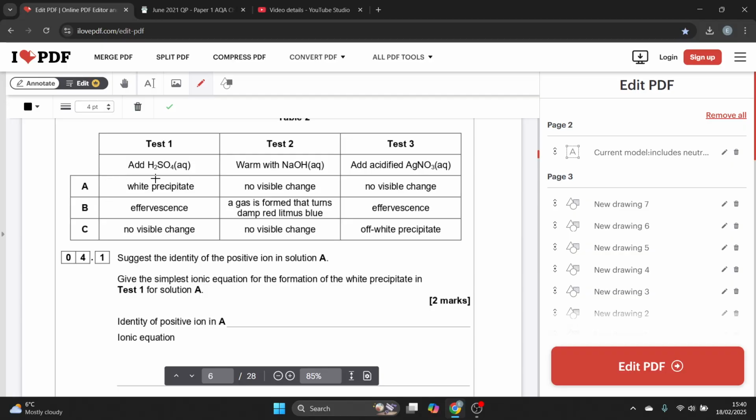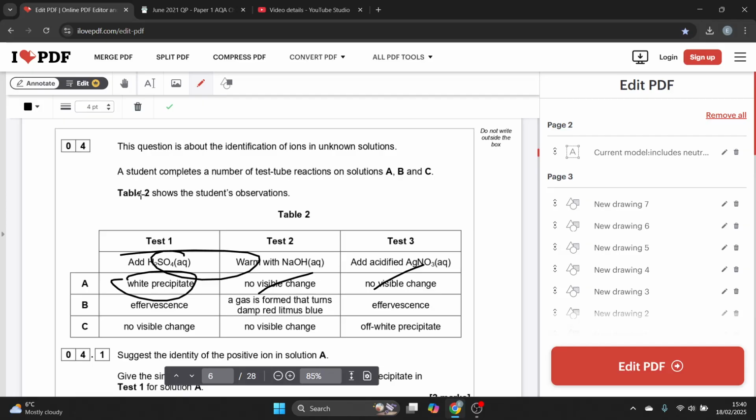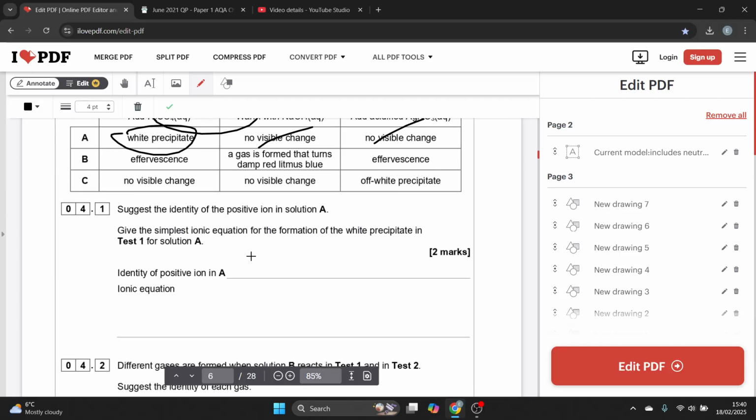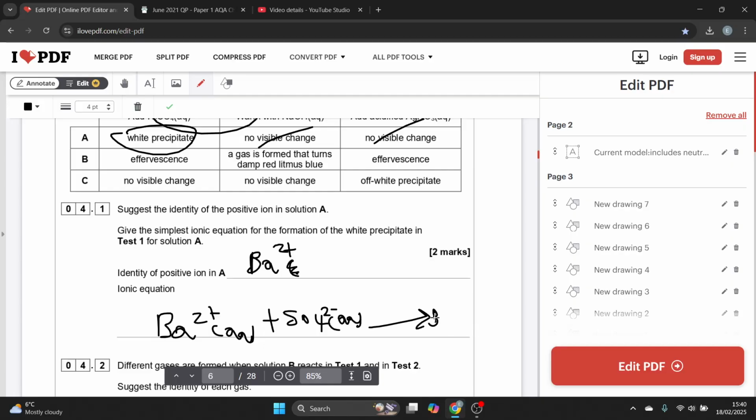Suggest the identity of the positive ion in solution A. Warm sodium hydroxide, no visible change, so I don't really care about that. White precipitate with sulfuric acid. Oh, right, so it's going to be the Ba2 plus ion. Yeah, the Ba2 plus ion. And then ionic equation, formation of the white precipitate: Ba2 plus aqueous plus SO4 2 minus aqueous to form barium sulfate solid, BaSO4 solid.